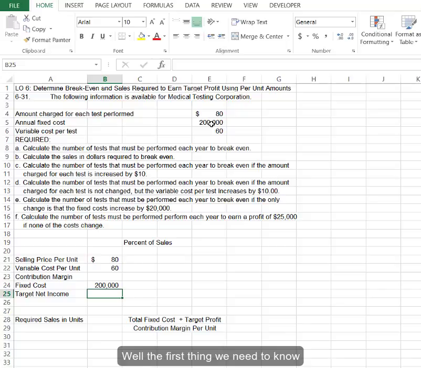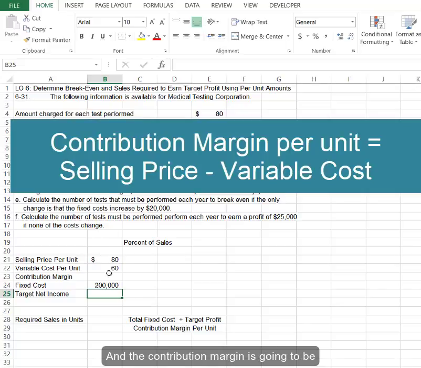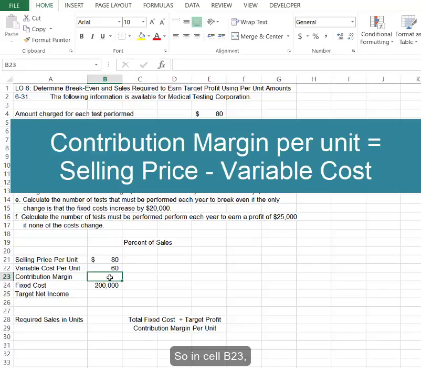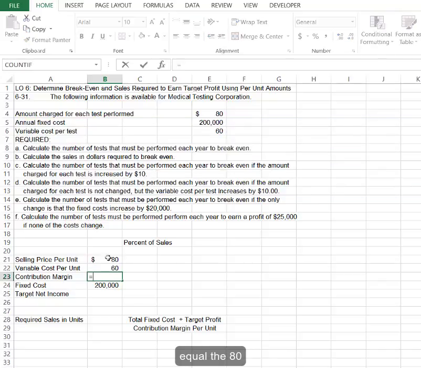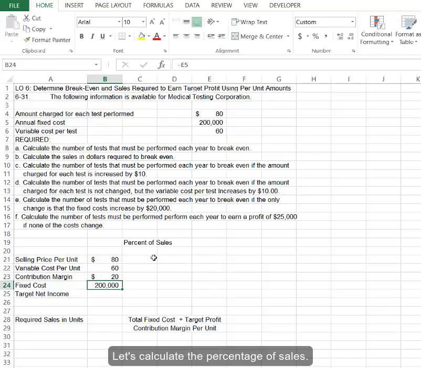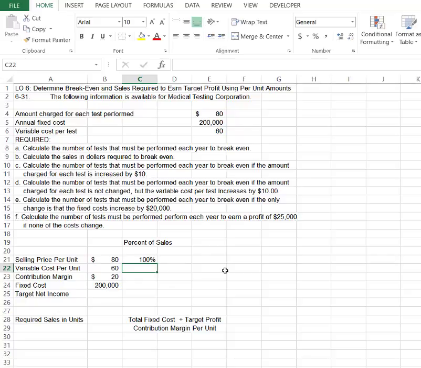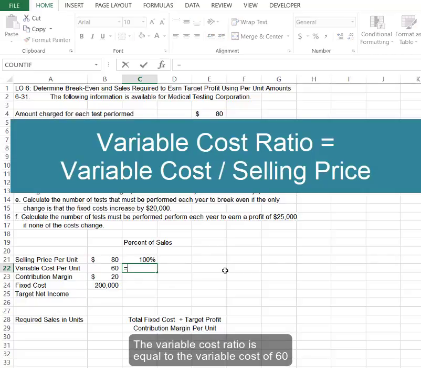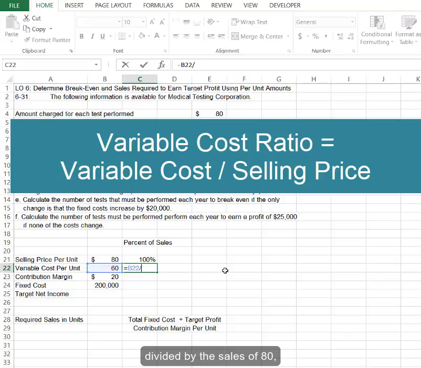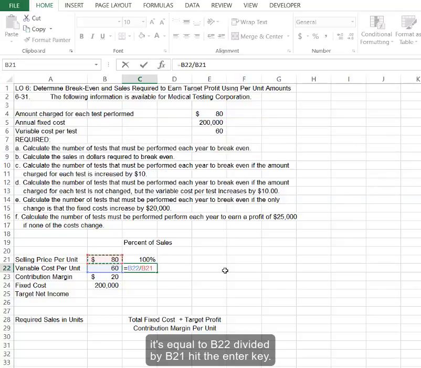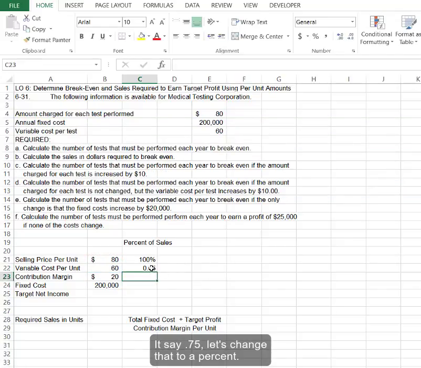Well, the first thing we need to know is the contribution margin. And the contribution margin is going to be sales minus variable cost. So in cell B23, equal the 80 minus the 60. Let's calculate the percentage of sales. Sales is always 100% of sales. The variable cost ratio is equal to the variable cost of 60 divided by the sales of 80. It's equal to B22 divided by B21. Hit the Enter key. It says 0.75.